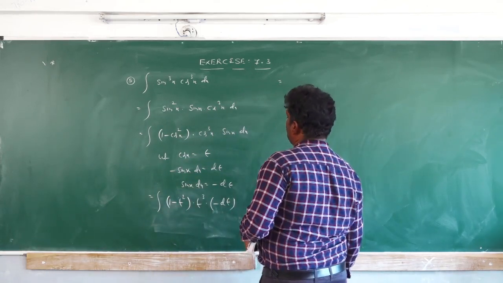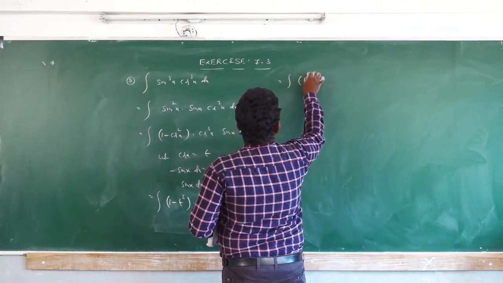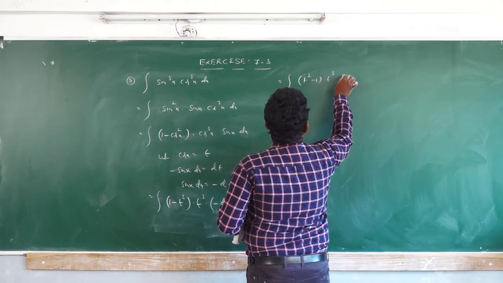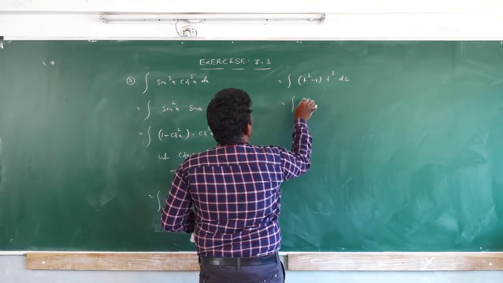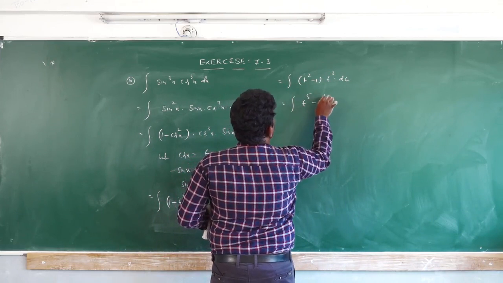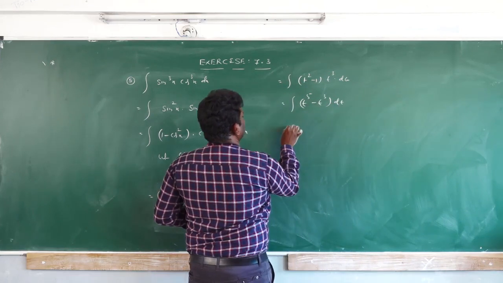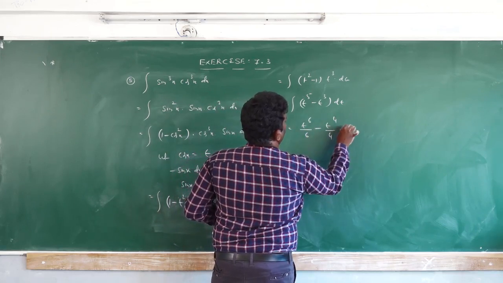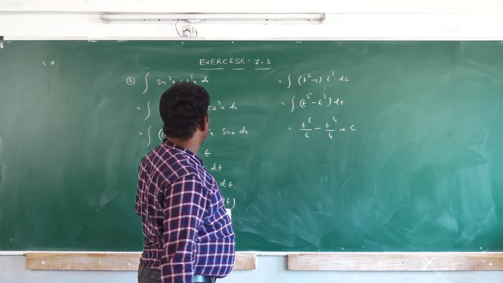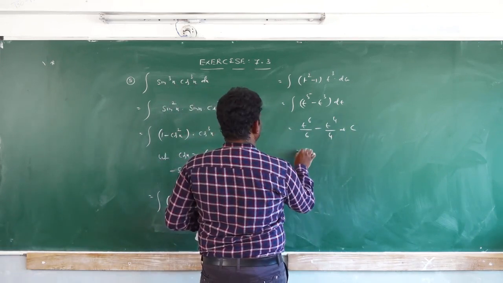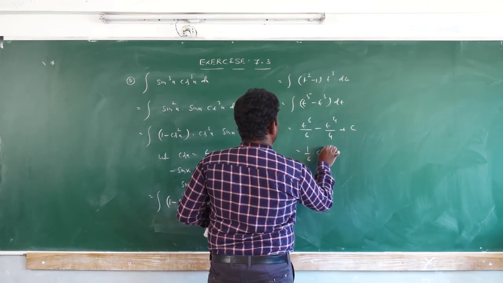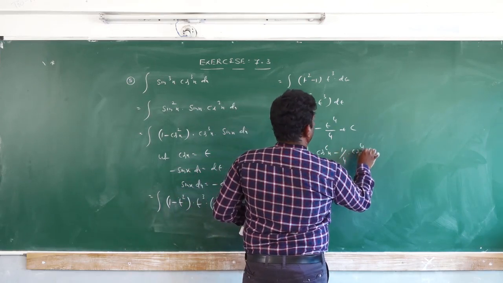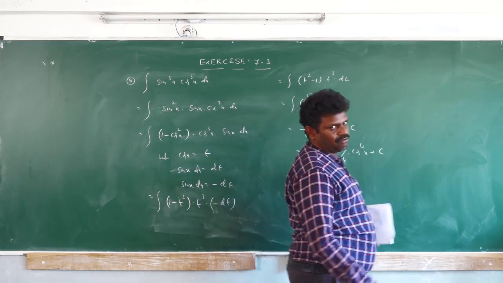Here the minus is already there, so the minus becomes positive: the integral of (t square minus 1) into t cube dt. That is equal to the integral of t power 5 minus t cube dt, which is t power 6 by 6 minus t power 4 by 4 plus c. Now t is equal to cos x, so 1 by 6 cos power 6x minus 1 by 4 cos power 4x plus c.